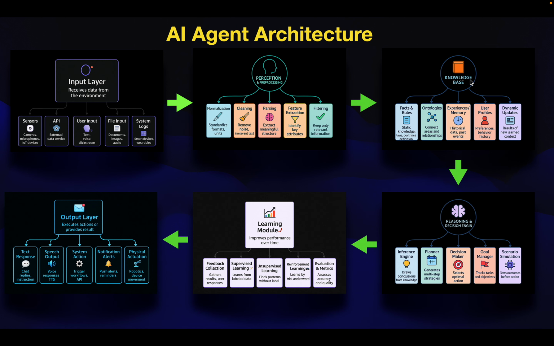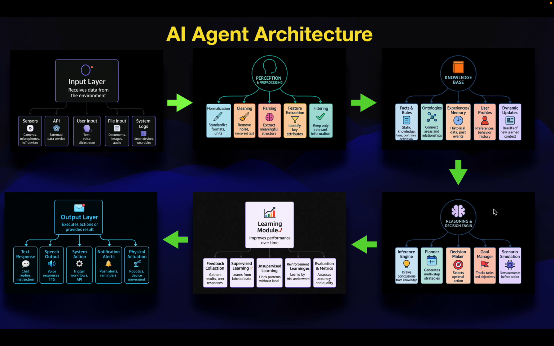Third, we have the knowledge base, remembering what it knows. Now the agent taps into a knowledge base. This includes facts and rules, relationships, memory, user preferences, and dynamic adaptation. It's like the agent's long-term memory. We'll talk about the short-term and long-term memory of the agent again in the next video. The more it knows, the more powerful it becomes.